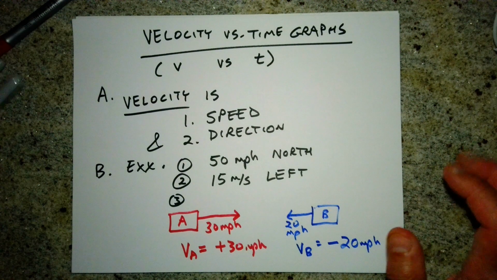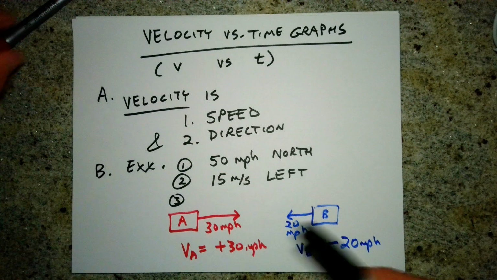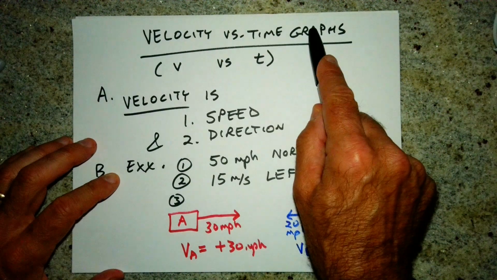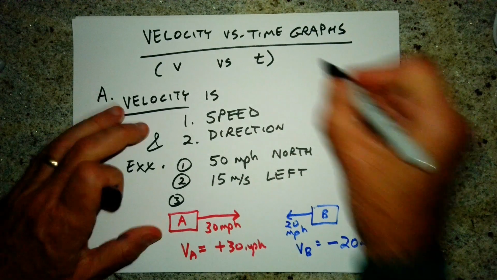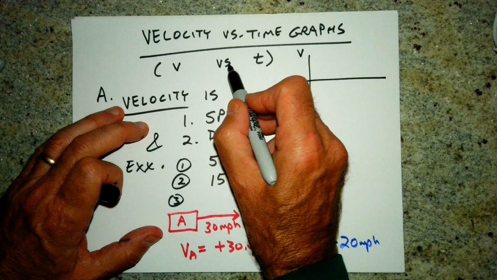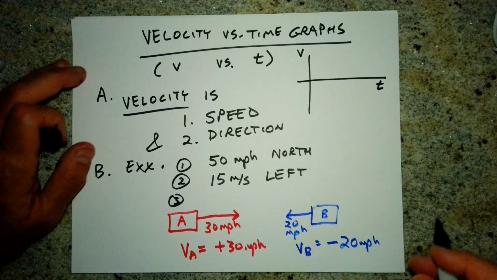This video is a very short and simple introduction to the second type of motion graph you have to know for physics, a velocity versus time graph, v versus t. That means that the v goes on the vertical axis because it comes before the word versus, and t for time goes on the horizontal axis.